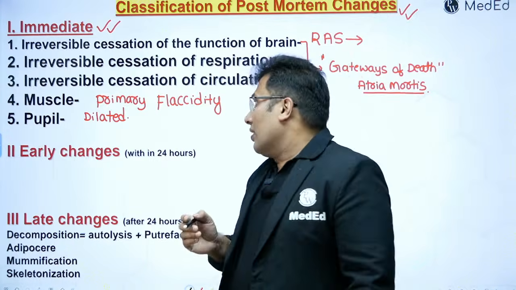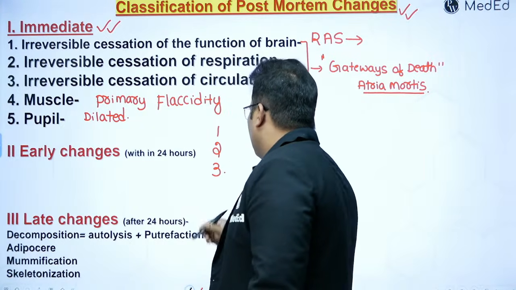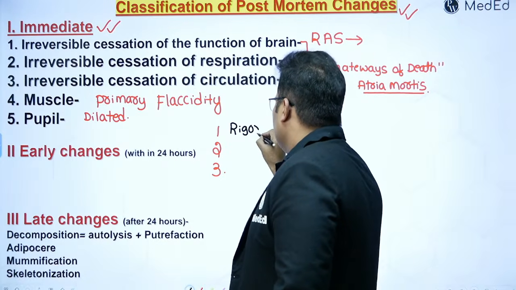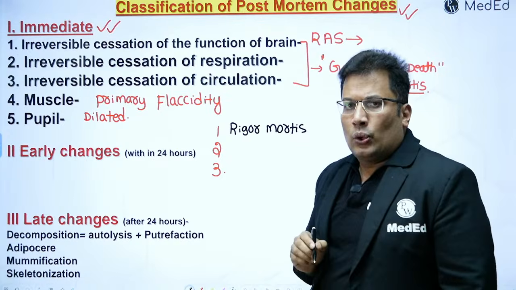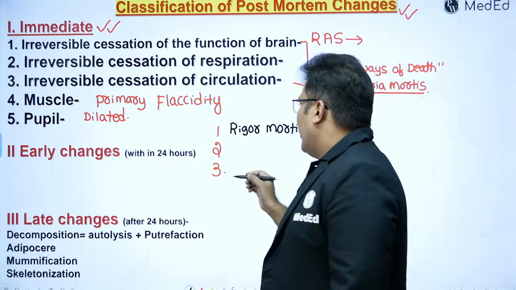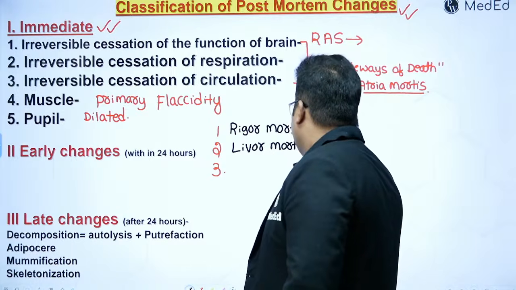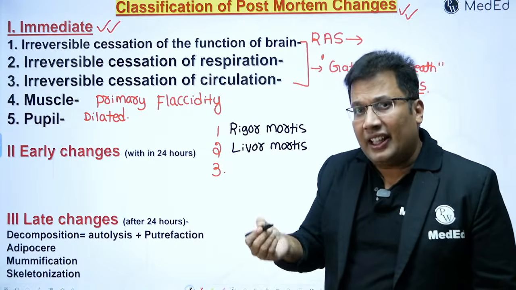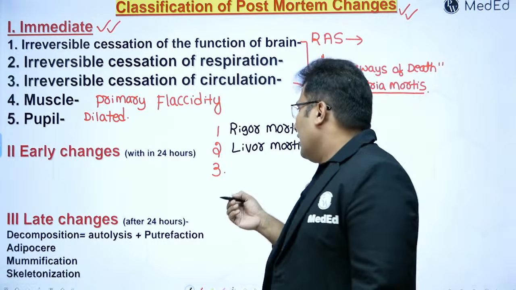Then early changes. What are early changes? So there are basically 3 important changes. One important change is rigor mortis. Rigor mortis means shortening and stiffening of the muscle and joint. Then livor mortis, that is known as post-mortem staining. The blood collects in the dependent area. So that is also known as darkening of death, livor mortis. Then comes Algor mortis.